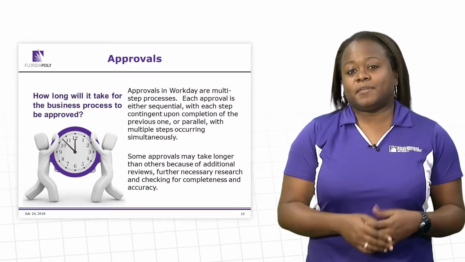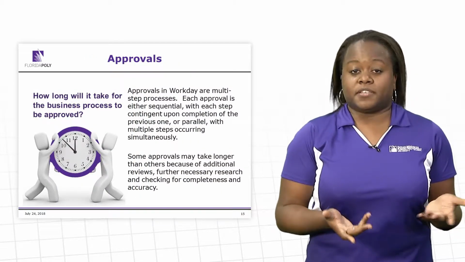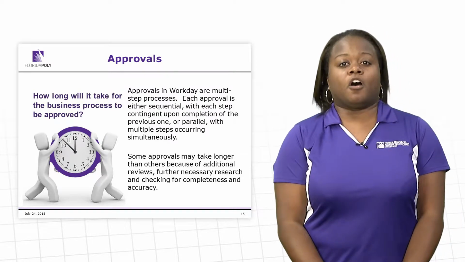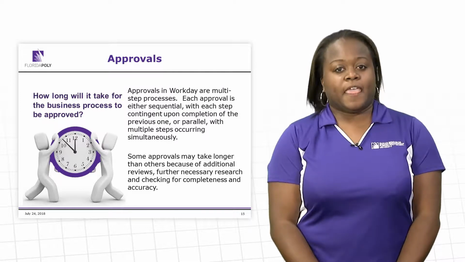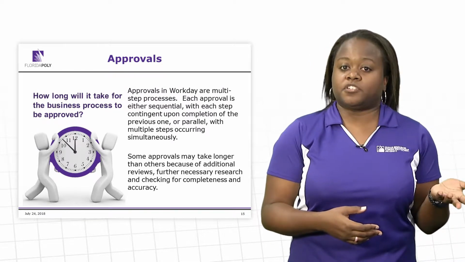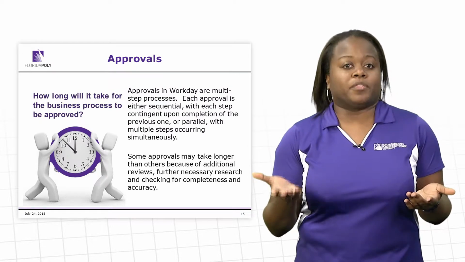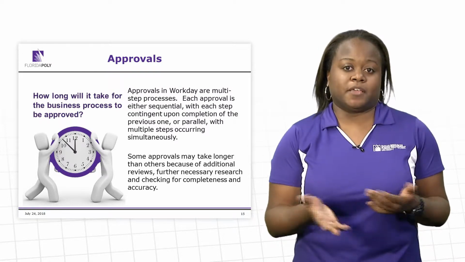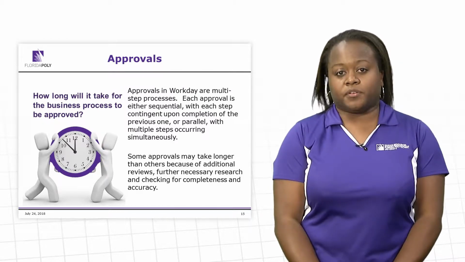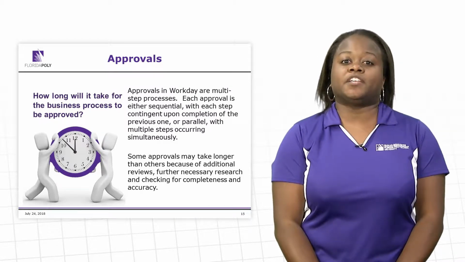So, approximately how long does it take for a business process, like creating a position, to be approved? Approvals in Workday are multi-step processes. Each approval is either sequential, with each step contingent upon completion of the previous one, or parallel, with multiple steps occurring simultaneously. Some approvals may take longer than others because of additional reviews, further necessary research, and checking for completeness and accuracy.